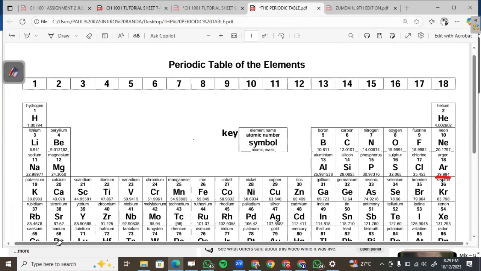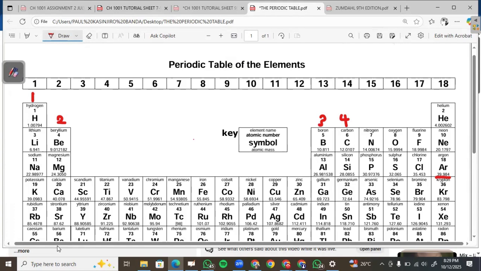Let me be writing. This one in group 1 has 1 valence electron, these have 2, these have 3, these have 4. And then this one, we're supposed to say they have 5 valence electrons, right? But we're not going to say that. This one here is group 5.